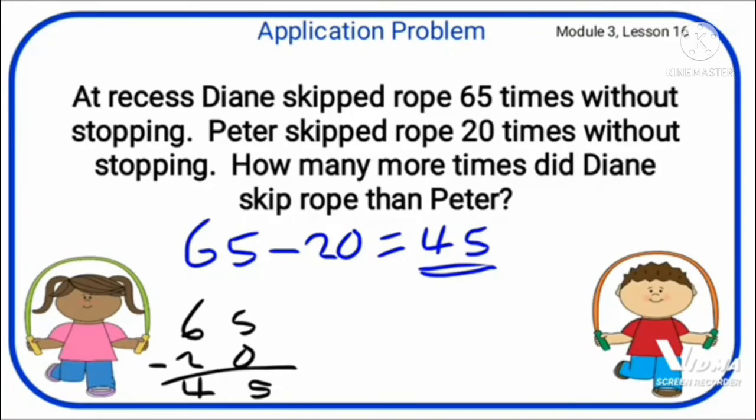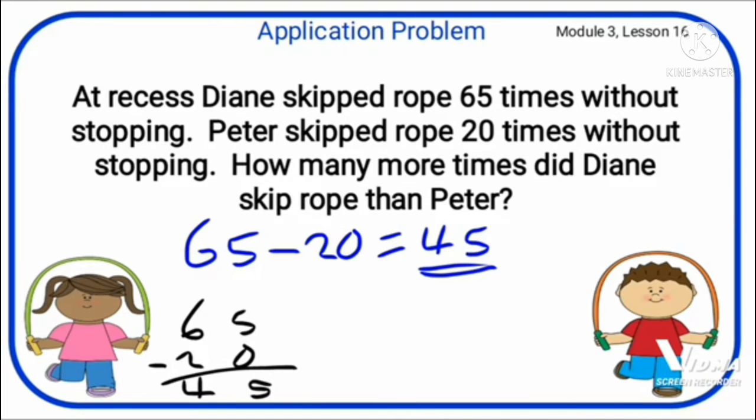Alright, here is an application problem for our lesson today. At recess, Diane skipped rope 65 times without stopping. Peter skipped rope 20 times without stopping. How many more times did Diane skip rope than Peter? That is the question. How can you solve this question? Can you draw to solve the question? Well, this is a simple subtraction question.